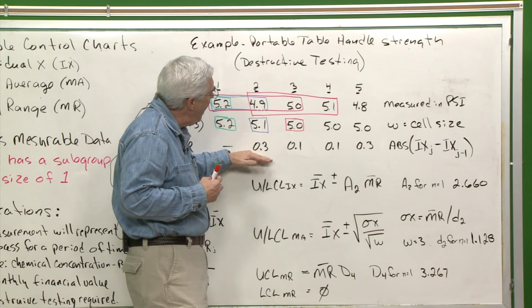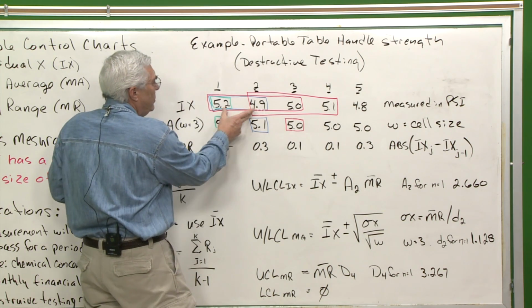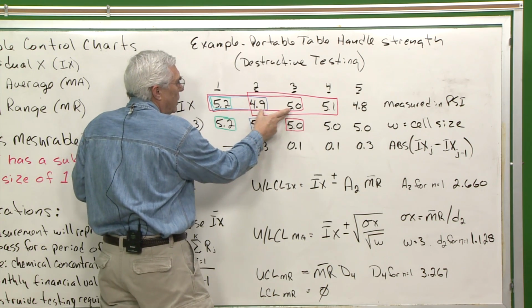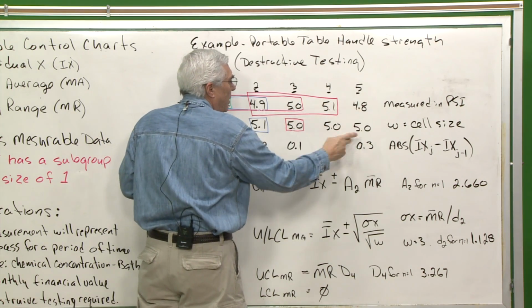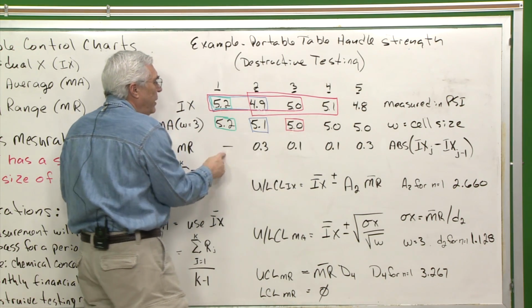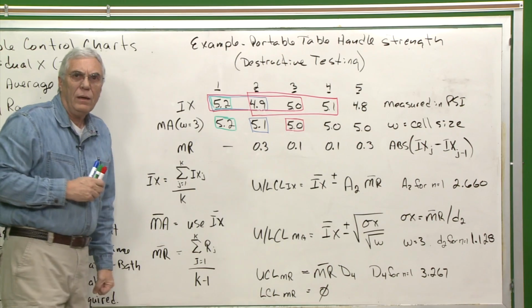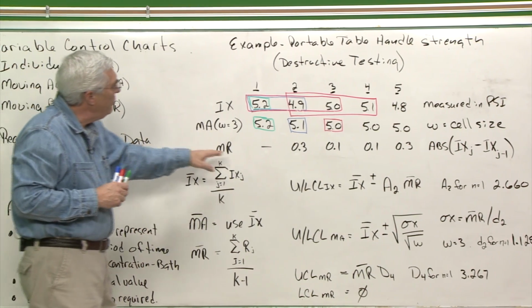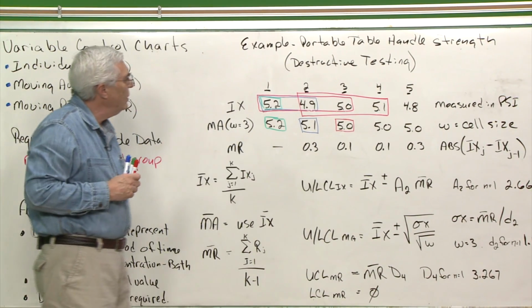So in essence, I will have a range of these two, and then of these two, and then of these two, right on down the line. I won't have one here because there's nothing behind it to use for that. So the moving range always excludes the first subgroup.